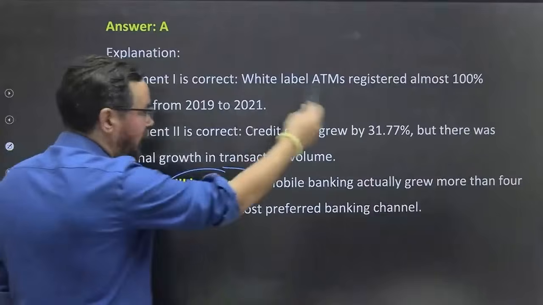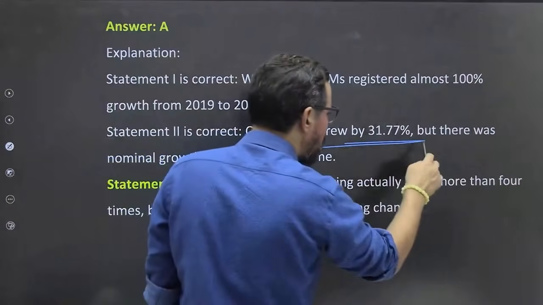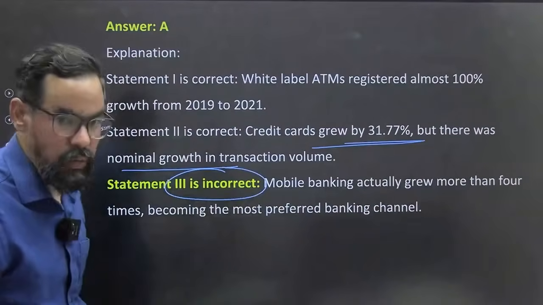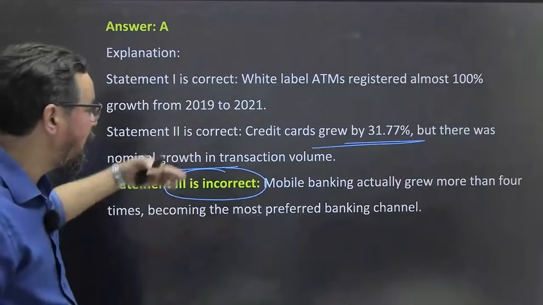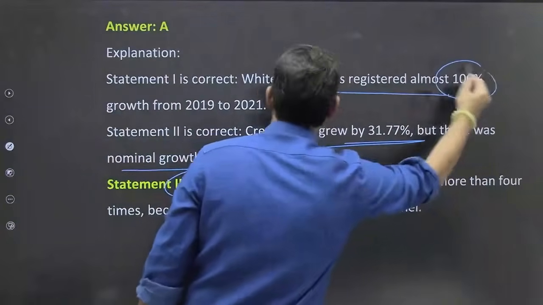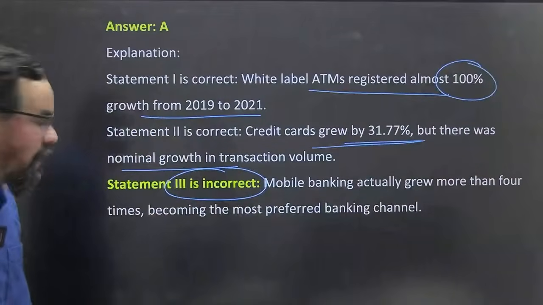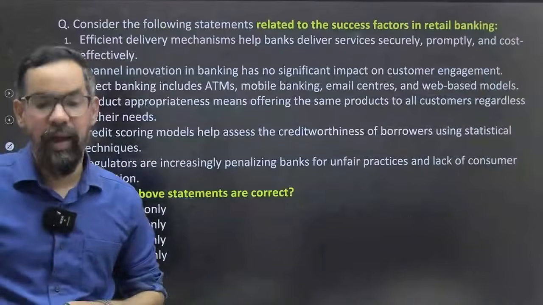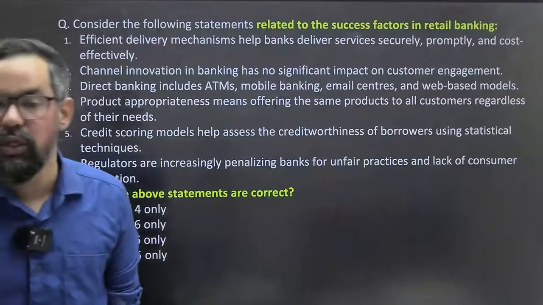If you go by the data also, credit cards grew by 31.7%, but there was nominal growth in transaction volumes, because this is catered to by mobile banking nowadays and other credit facilities. White label ATMs registered almost 100% growth from 2019 to 2021, and the third statement is incorrect because mobile banking has drastically changed in the past few years.